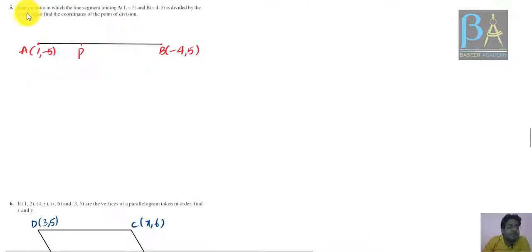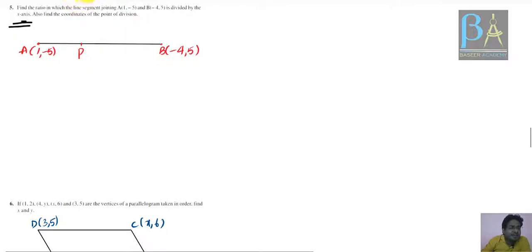Now question number 5 says, find the ratio in which the line segment joining 1 comma minus 5 and minus 4 comma 5 is divided by the x-axis. So I have to find out the ratio in which this line segment is being divided by the x-axis. And then I also have to find out the coordinates of the point of division. So what do I do here?